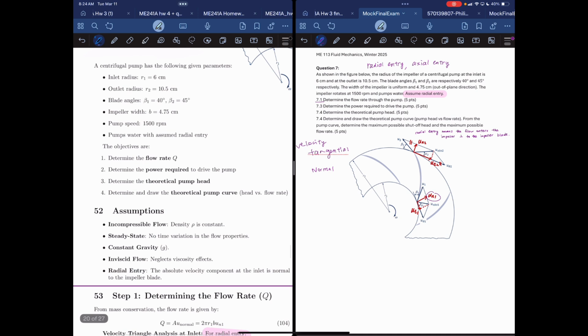Oh, impeller width. Is it said in the problem? Let me see. This time it didn't say. 4.75.